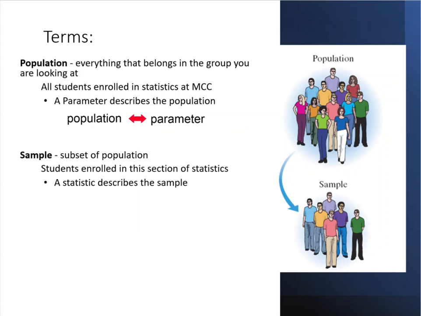Next, we have a statistic. So if a parameter describes the population, then a statistic describes a sample. Once again, we have a little bit of that alliteration going on. Statistic and sample go together, just like population and parameter go together. And we'll look at a few examples in being able to identify these two items in just a moment.